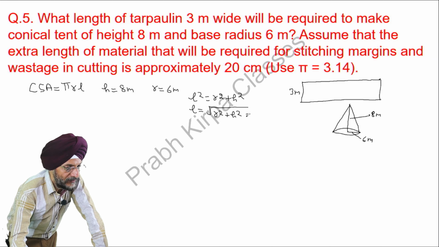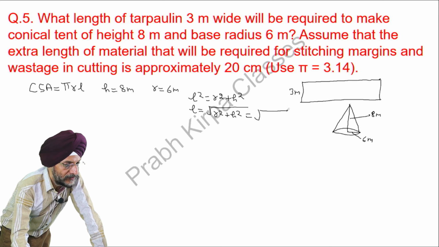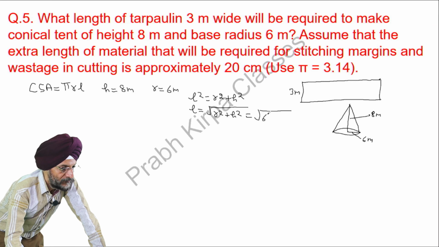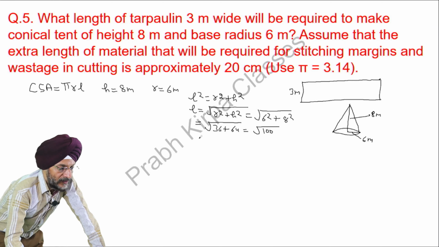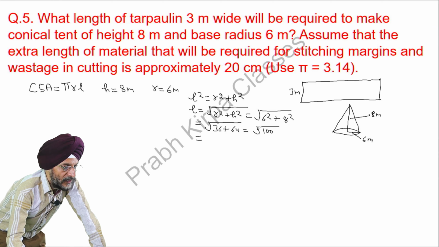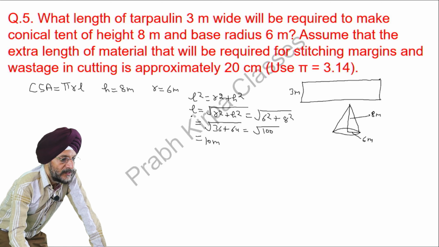We will fill in the relevant values. Value of R is 6 and the value of height is 8. It will become 36 plus 8 square, which is 64, so 36 plus 64 will become 100. Under root 100 becomes 10. So the value of slant height is 10 meter.